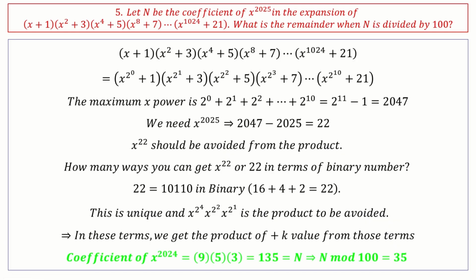So quotient of x to the power of 2 to the power of 25, sorry, not 24. This is 25. 25 is 135. 9 into 5 into 3, that is 135. So they are looking at n mod 100, so that is 35. That's the answer. Next.